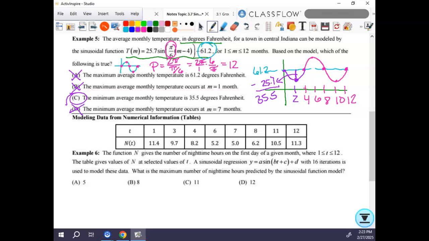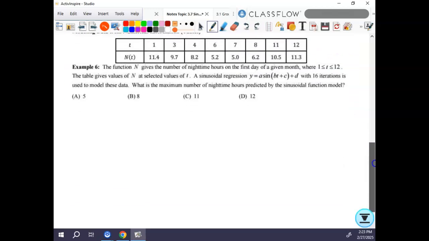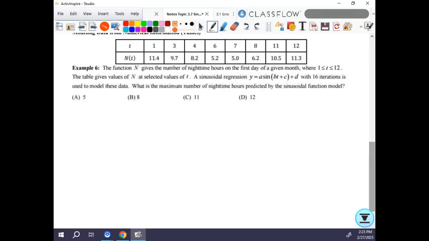Any questions? All right, so now we have the function n that gives us the number of nighttime hours on the first day of the given month, where t is between 1 and 12, gives us values of n at selected values of t. A sinusoidal regression, like this, was used to model these data. What is the maximum number of nighttime hours predicted by the sinusoidal function model? Okay, so we need to go to Desmos, type your information into a table.